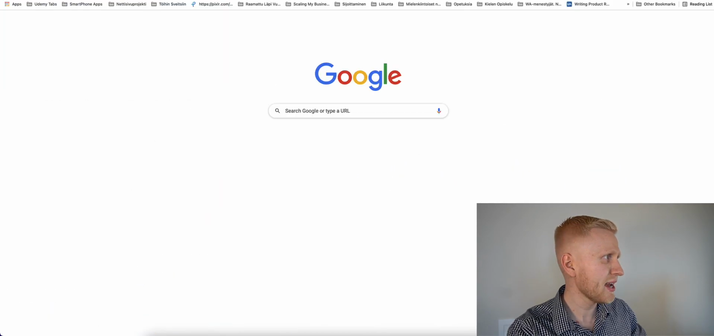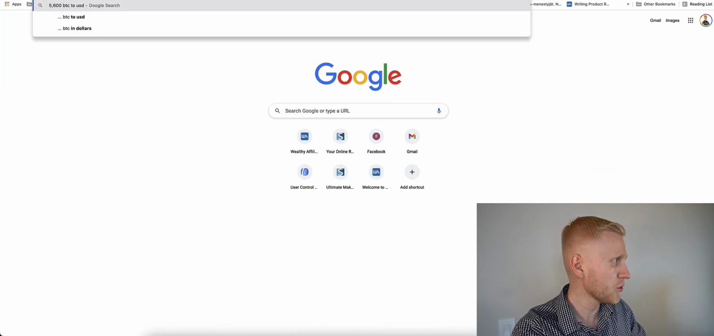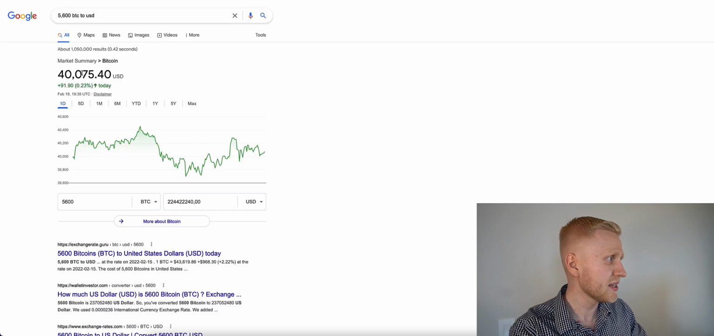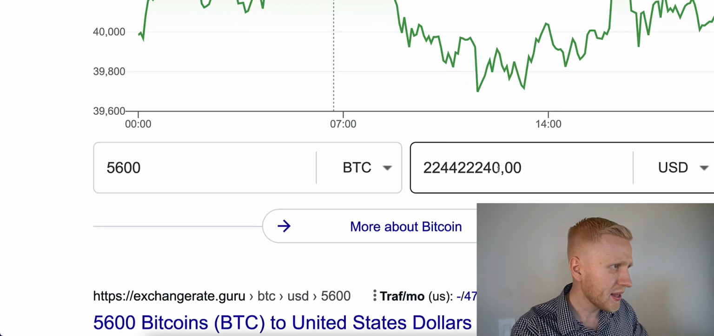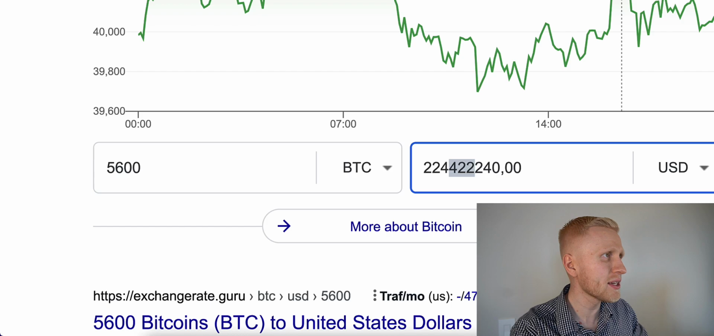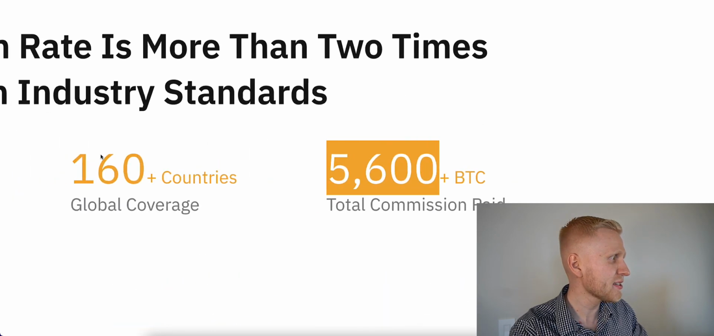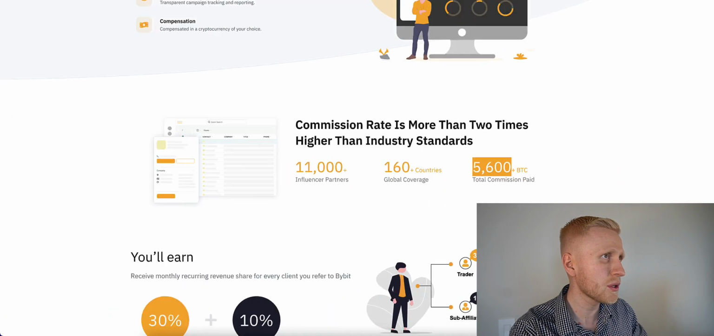I didn't comprehend how much that is actually, but let me show you how much. 5,600 BTC. This is how much money they have paid away already. Can you see the number? It's like $224 million. $224 million through the affiliate program. Can you imagine? And that is for, let's say, 11,000 influencer partners.